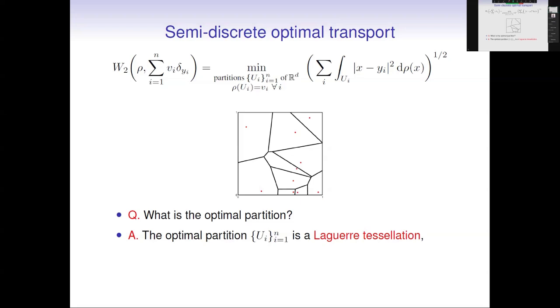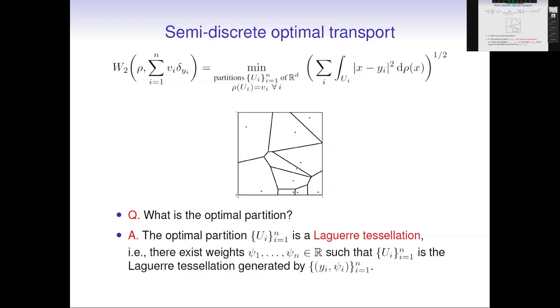So the optimal transport map is the gradient of a piecewise affine convex function, and in particular, that means the cells are going to be convex, they're going to be a Laguerre tessellation. So this goes back to my original definition of Laguerre tessellation. And what do I mean to say it's a Laguerre tessellation? So in particular, you can prove there exist weights. For every Dirac mass, there exists a real-valued weight, such that the optimal partition Ui is the Laguerre tessellation generated by these weighted points.